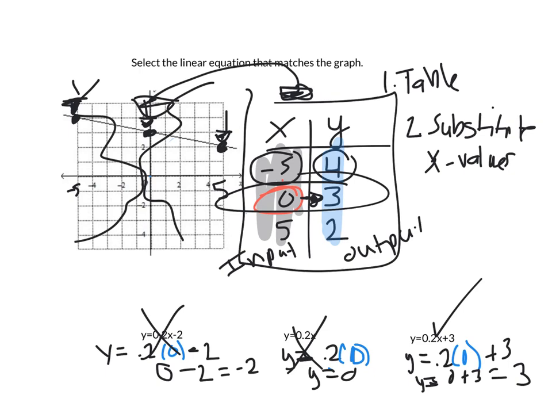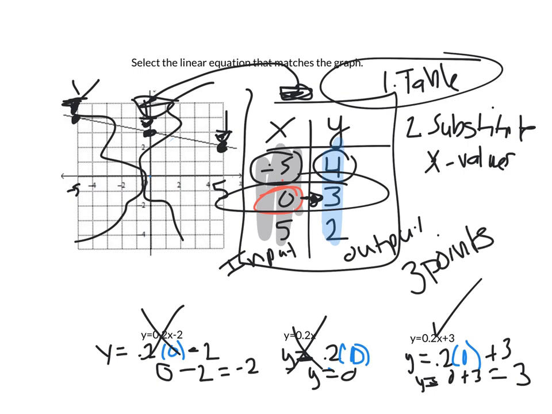So let's review our steps one more time. So step one, take the graph, make the table. Make sure you're using perfect points. You need 3 points on the graph, just to confirm. Then, step two, we're going to substitute the x values into these equations to see if it gives me an output of a y value. And once you have a matching table and then the rule works, then you have your equation.